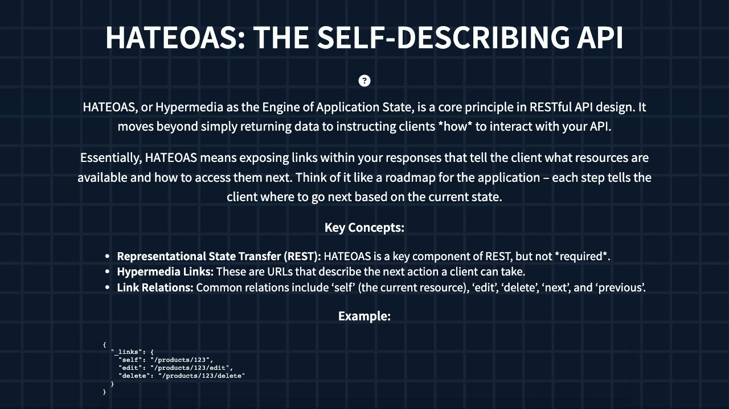HATEOAS helps decouple the client from needing to know every single step. The server controls the flow, making your API much more flexible and easier to maintain. It's a core principle of REST, but not strictly required, focusing on hypermedia links and how they represent relationships between resources.